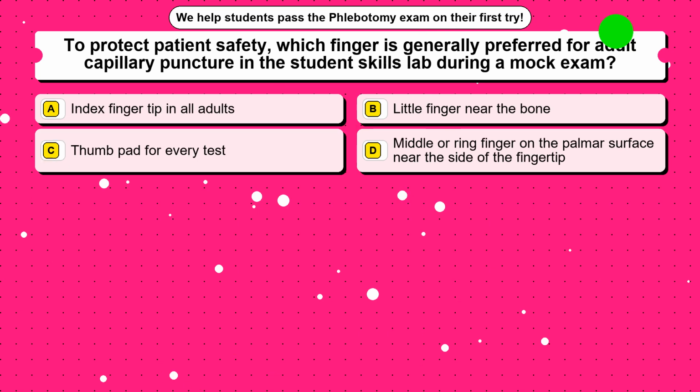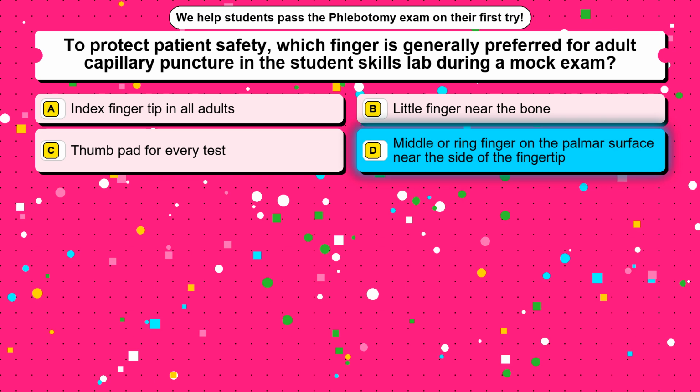Question 64. To protect patient safety, which finger is generally preferred for adult capillary puncture in the student skills lab during a mock exam? Option A. Index fingertip in all adults. Option B. Little finger near the bone. Option C. Thumb pad for every test. Option D. Middle or ring finger on the palmar surface near the side of the fingertip.